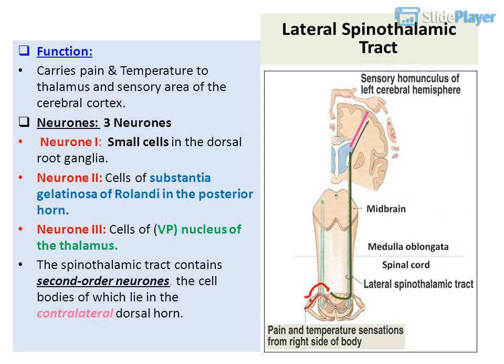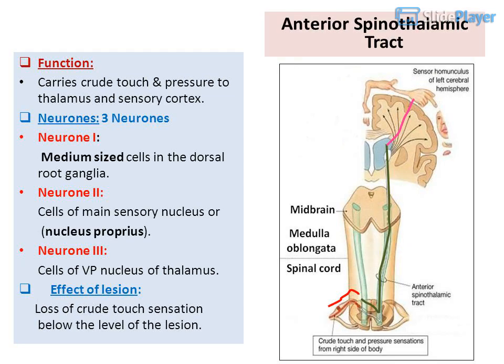contralateral dorsal horn. Anterior spinothalamic tract. Function: carries crude touch and pressure to the thalamus and sensory cortex. Three neurons. Neuron I: medium-sized cells in the dorsal root ganglia. Neuron II: cells of the main sensory nucleus or nucleus proprius. Neuron III: cells of the VP nucleus of the thalamus. Effect of lesion: loss of crude touch sensation below the level of the lesion.